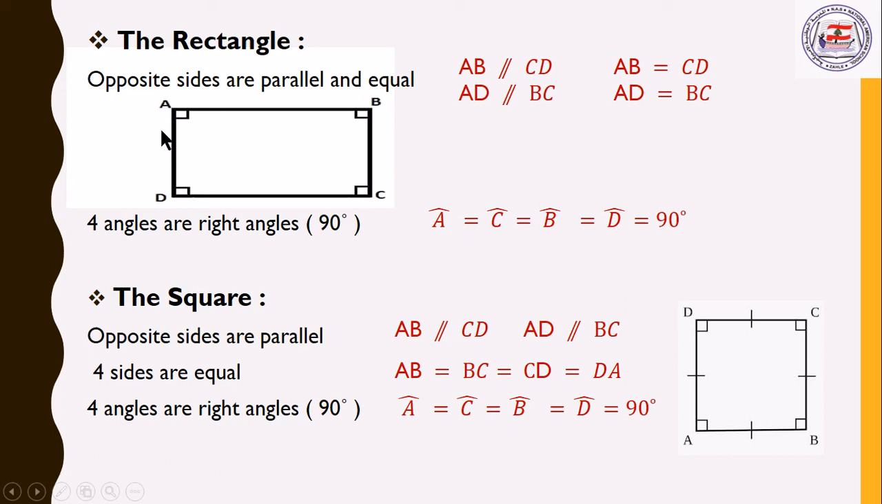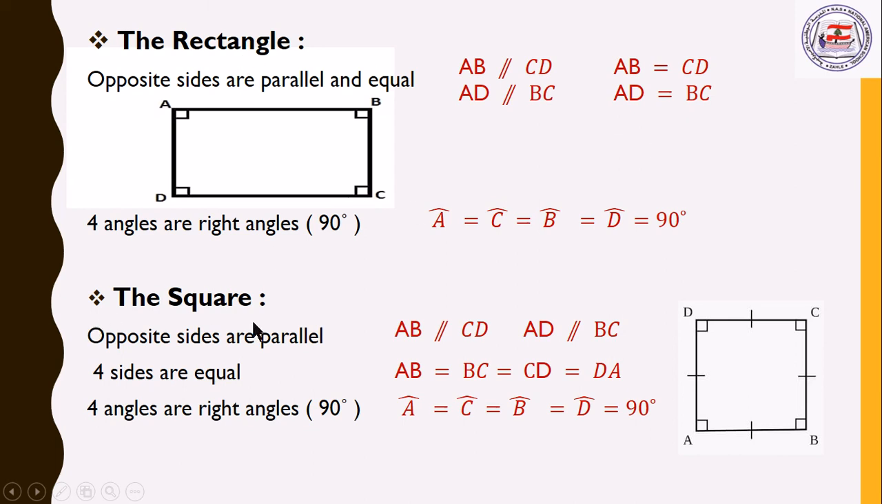AB is also perpendicular to AD. All of the sides are perpendicular 2 by 2. The angles formed are 90 degrees. So angle A equals angle C equals angle B equals angle D equals 90 degrees. So the four angles are right angles. This is the difference between the rectangle and the parallelogram.